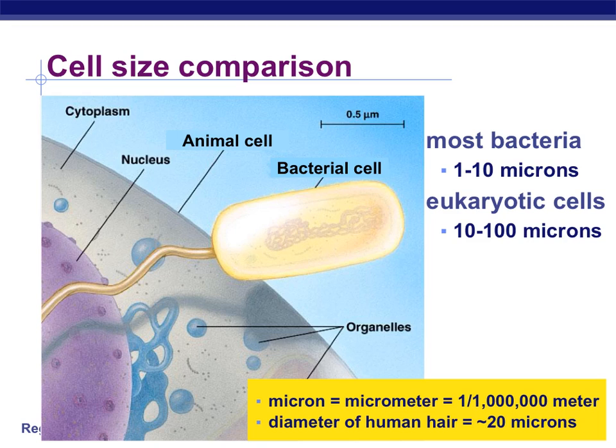Another perspective is that there are 1,000 microns, or 1,000 micrometers, in a millimeter. So if you just take your thumb and your forefinger right now and hold them about a millimeter apart, there are 1,000 micrometers in that millimeter. So we usually use micrometers to talk about cell size.